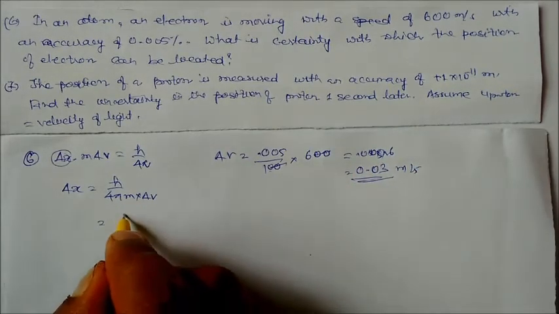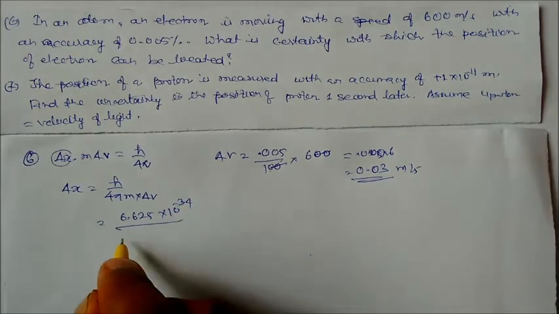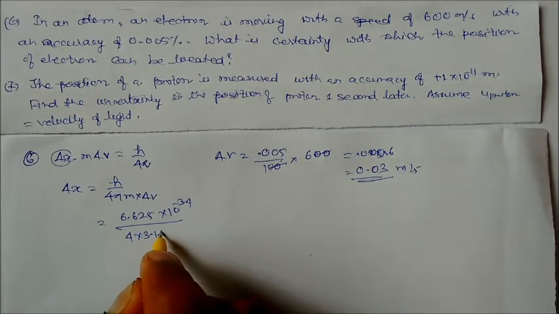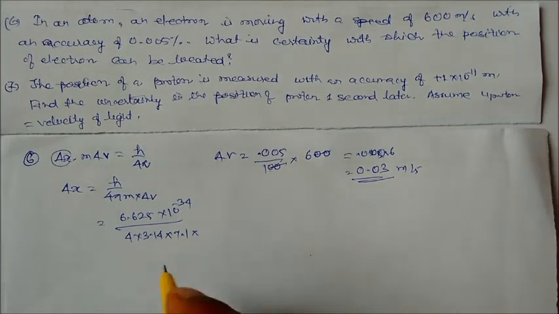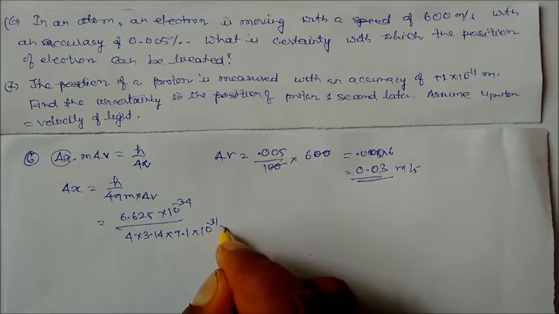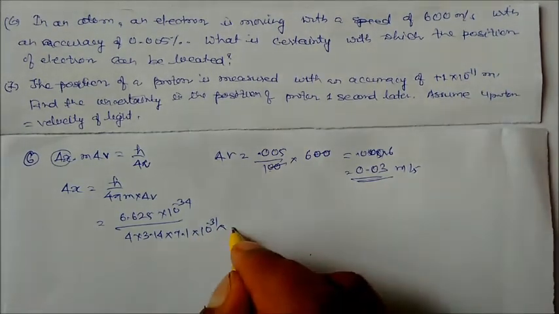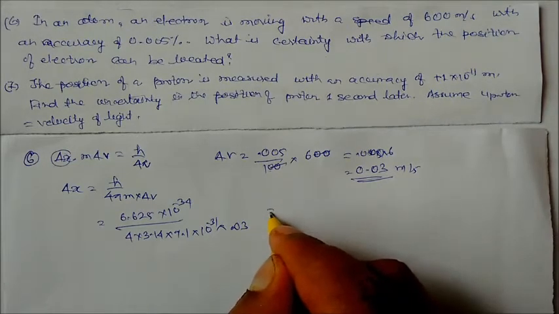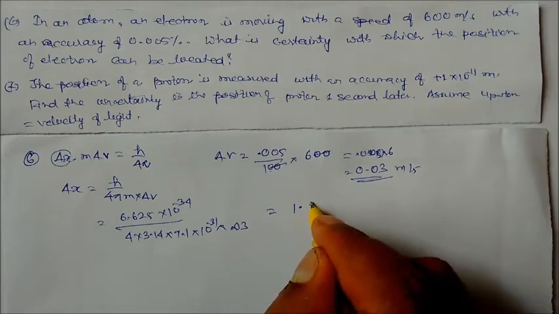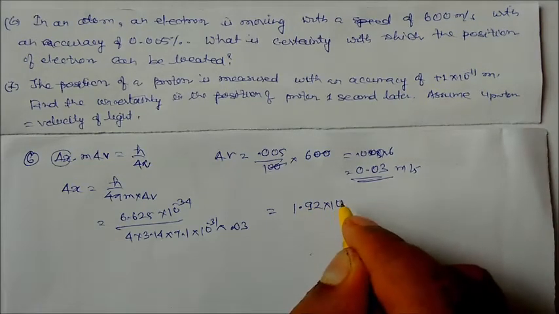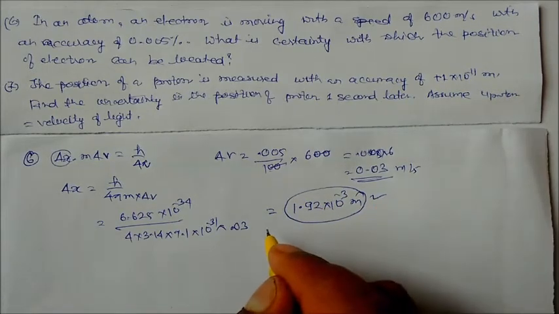Now we can put in the values: 6.625 into 10 to the power minus 34, divided by 4 into 3.14, and the mass of the electron is 9.1 into 10 to the power minus 31, and the velocity is 0.03. On solving we get the answer 1.92 into 10 to the power minus 3 meter. So this is the uncertainty in position.